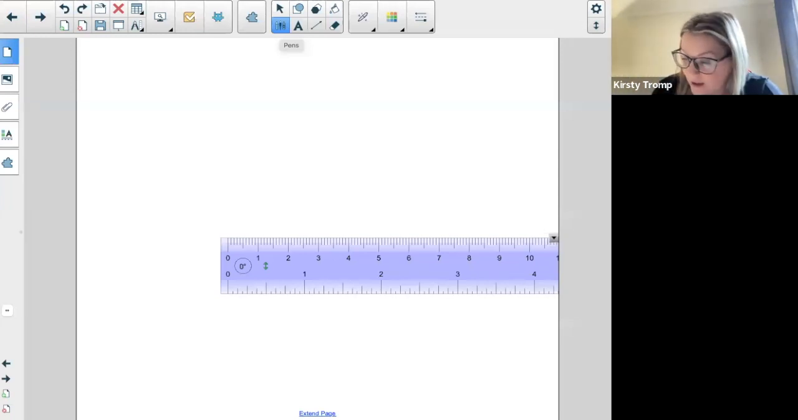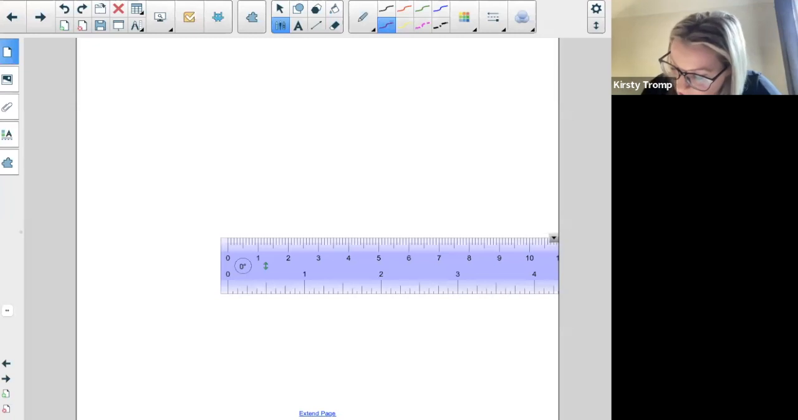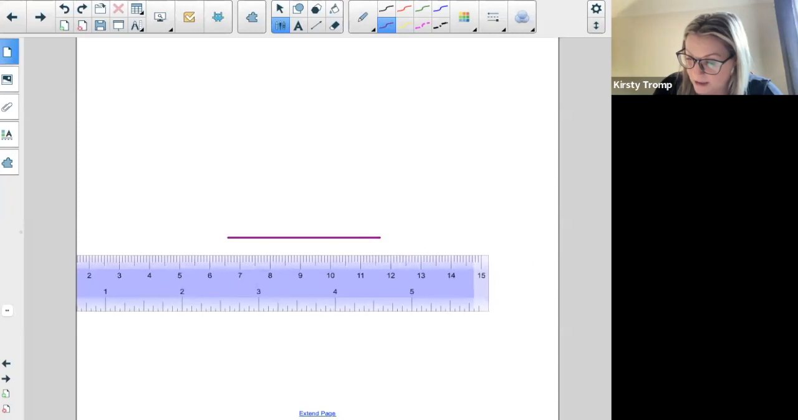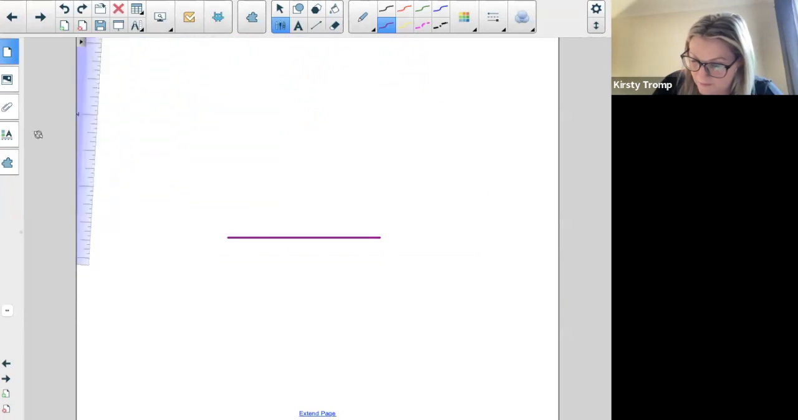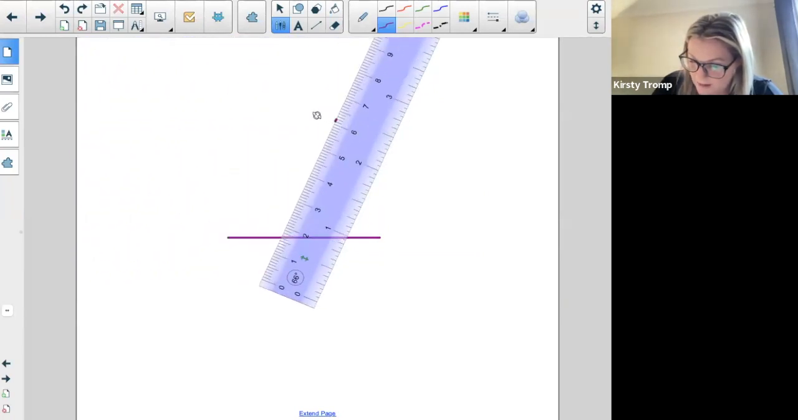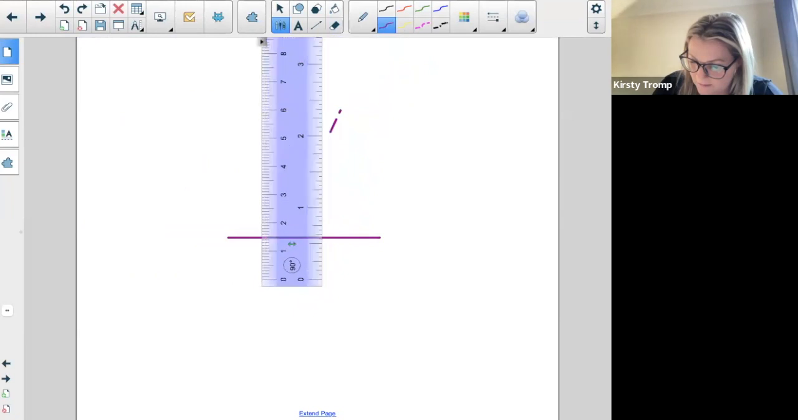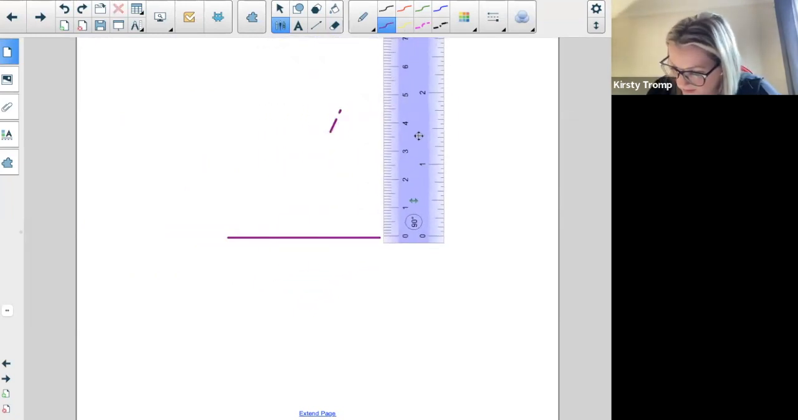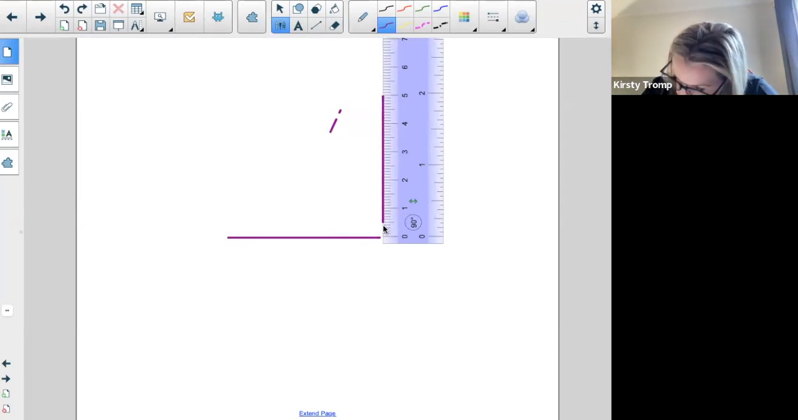That's my first thing. Okay, so I'm going to start kind of in the middle of my page as best I can. I'm grabbing my pencil, and I'm going to go 5 centimeters. Okay, and I'll take my ruler and move it up this way. I'm going to draw 5 centimeters that way.